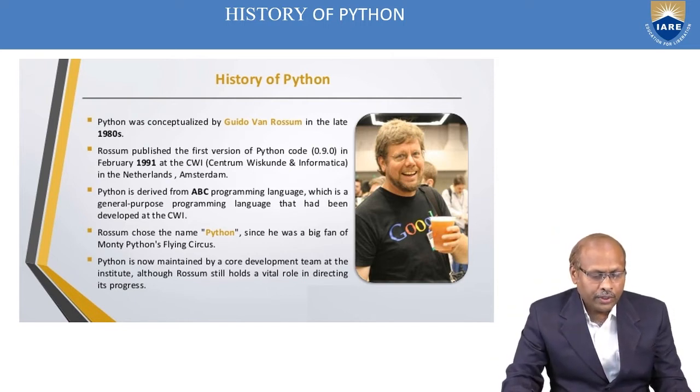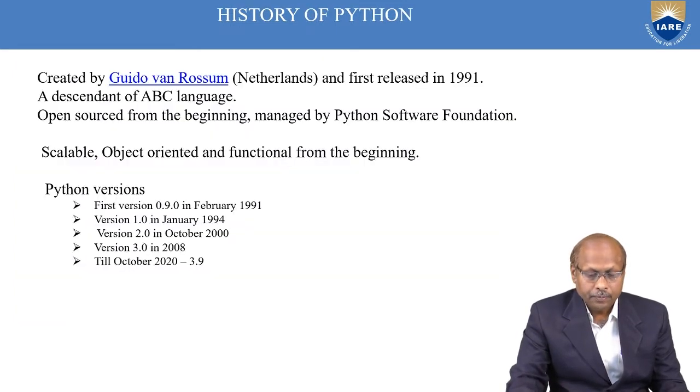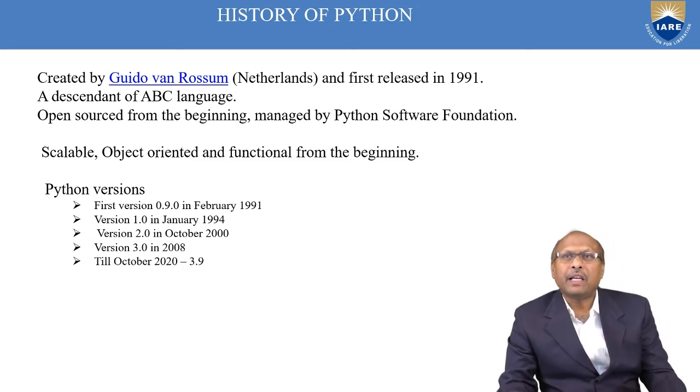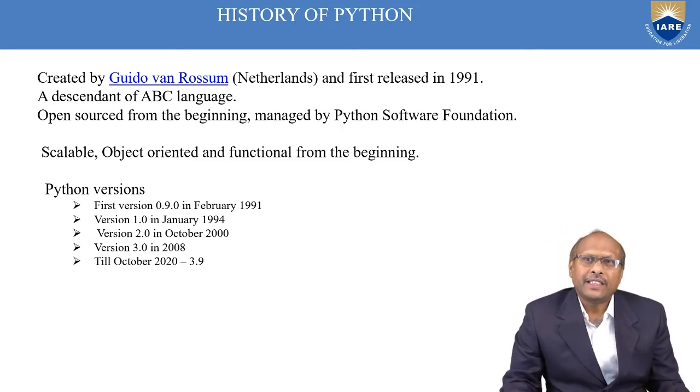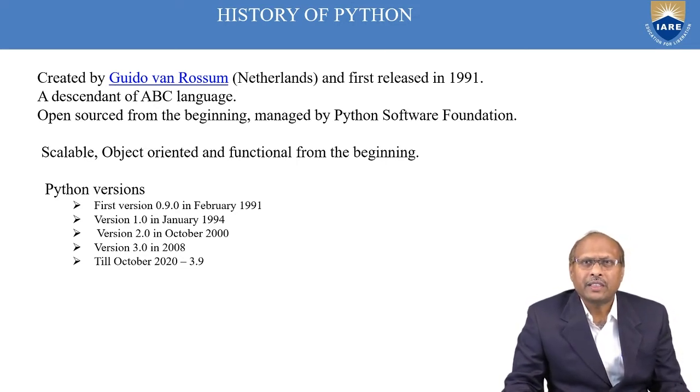Rossum chose the name Python since he was a big fan of Monty Python's Flying Circus. Python is now maintained by a core development team at the institute, although Rossum still holds a vital role in developing this particular language. Mr. Guido van Rossum is the person from the Netherlands, and he designed this language from ABC. This language is open source and it is completely managed by the Python Software Foundation.